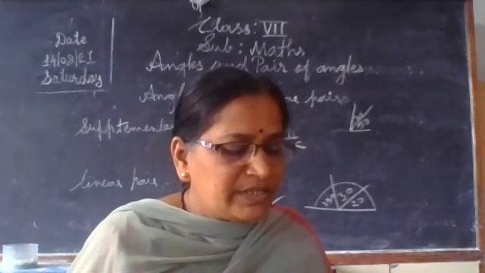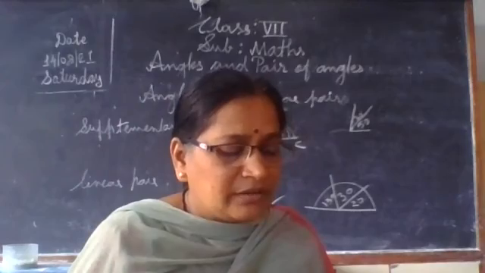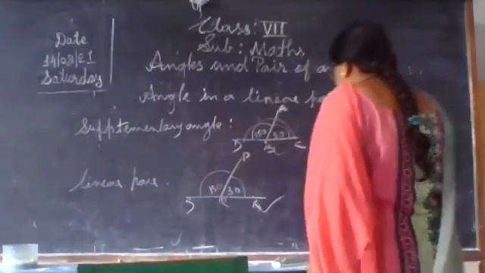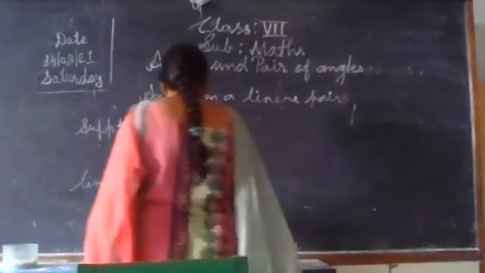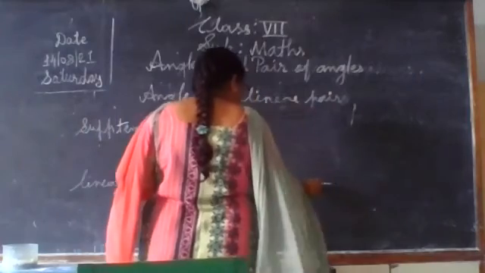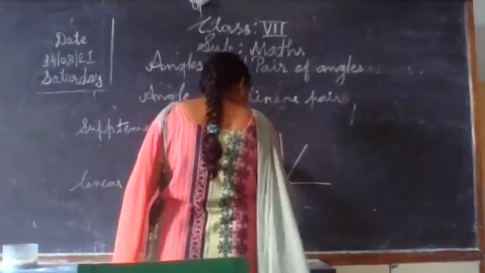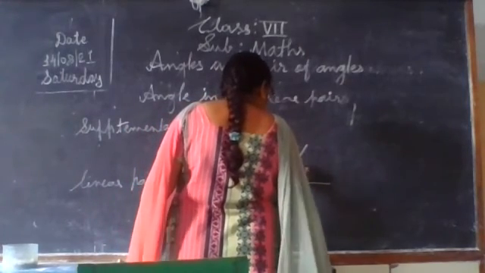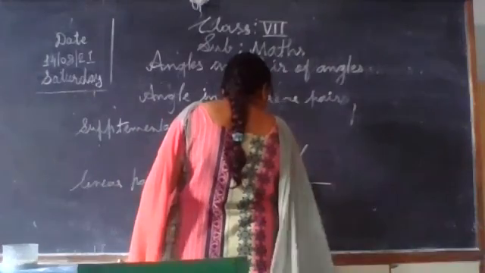Angles in a linear pair which are complementary. For that you can draw like this. Here is 90. Suppose it is 45 degree, it is 45 degree. Okay, if it is 30 degree and it is 60 degree.